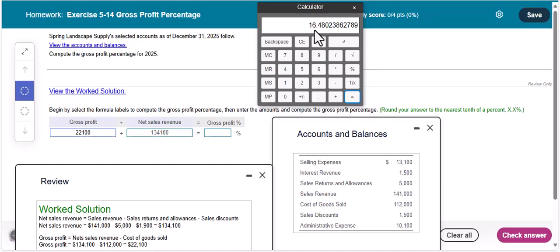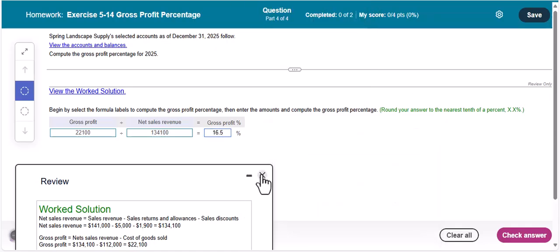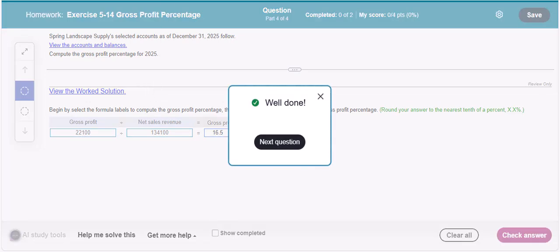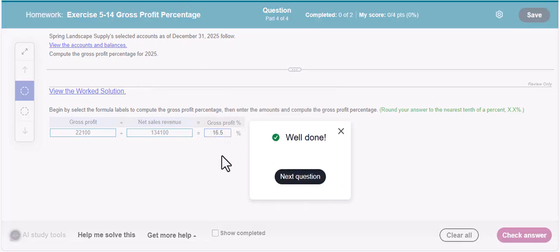So this is going to be 16.5%, since this is 0.48. That second digit we round up, so this is going to be 16.5% in gross profit. So let's get this out of the way and check our answer. Well done. So what exactly does this gross profit percentage mean?